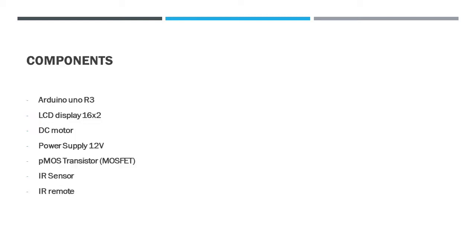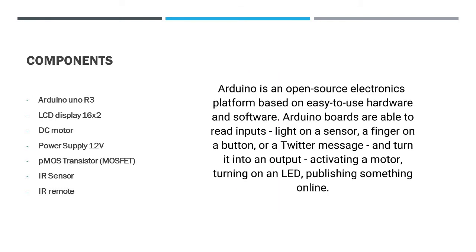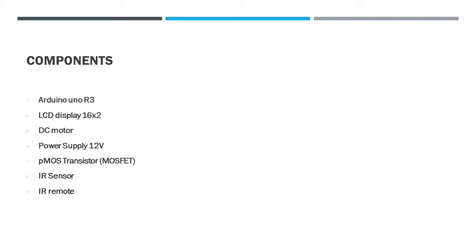Components. The components that we use in our final project are: Arduino Uno R3. Arduino is an open source electronics platform based on easy-to-use hardware and software. Arduino boards are able to read inputs, like light on a sensor, a finger on a button, or a Twitter message, and turn it into an output: activating a motor, turning on an LED, publishing something online.